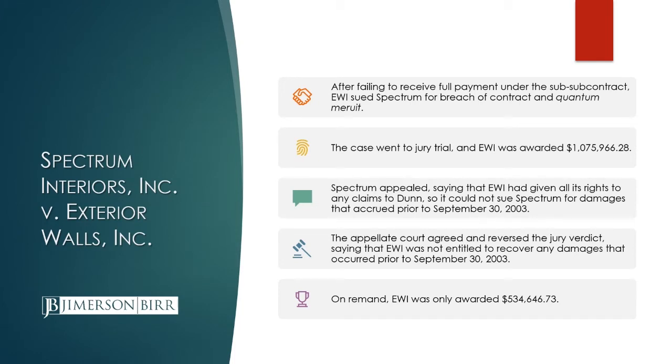In the first lawsuit, the jury in the trial court awarded the full amount, the $1 million. However, Spectrum appealed, and the basis of its appeal was that through date lien waiver that EWI had provided, that it waived its right for all work prior to September 30th, 2003. The appellate court agreed, and ultimately EWI was only awarded $530,000, so half of what it was actually owed. So even though it was actually owed more than $500,000 for work before September 30th, it wasn't entitled to it due to the release, because the release released more than just its lien rights.